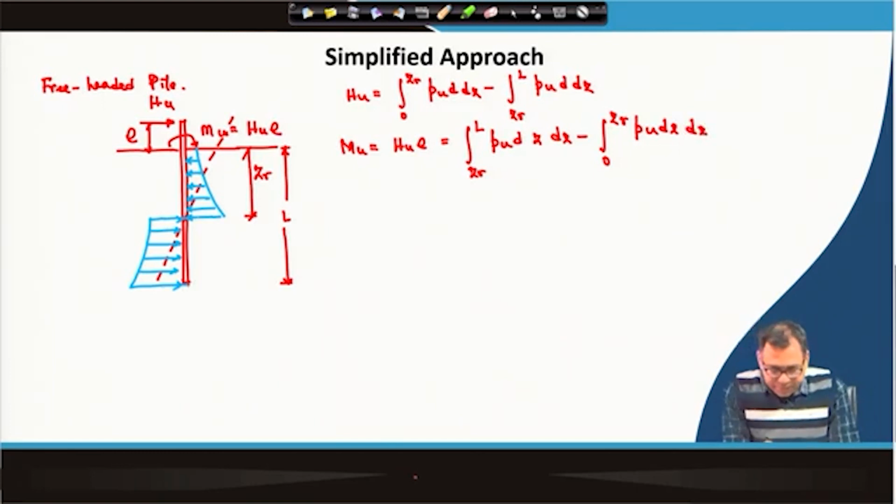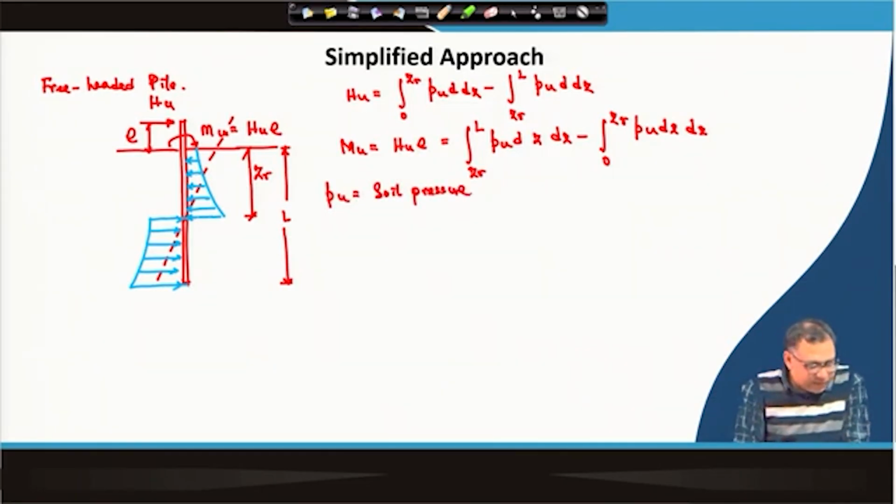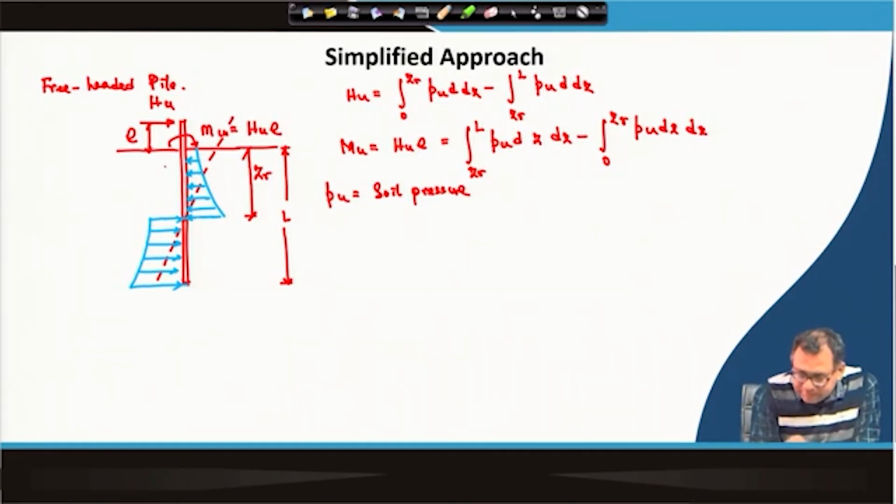Okay. Now, what is p u? p u is the soil pressure, and it varies from p 0 to some value. So, that means p u is the soil pressure at any depth.